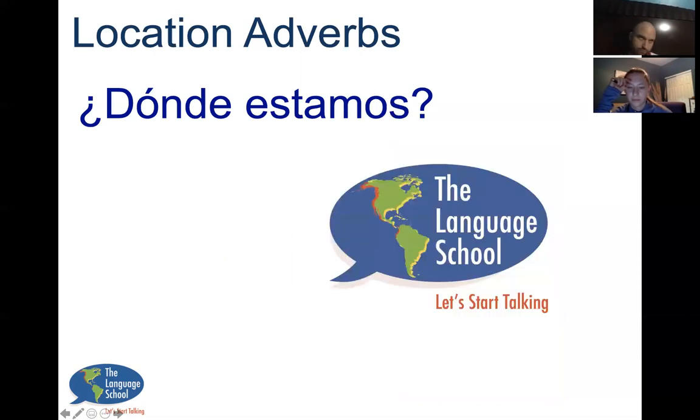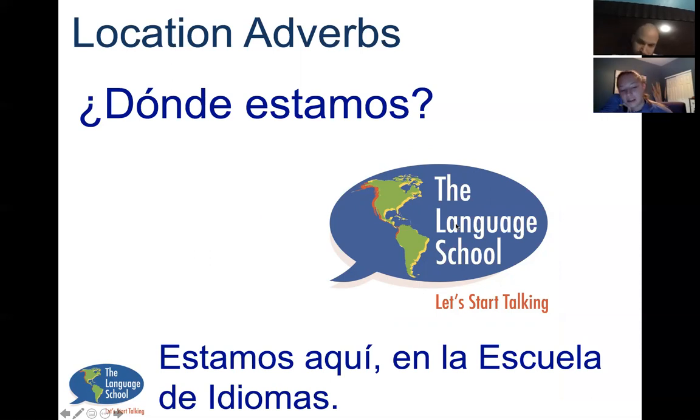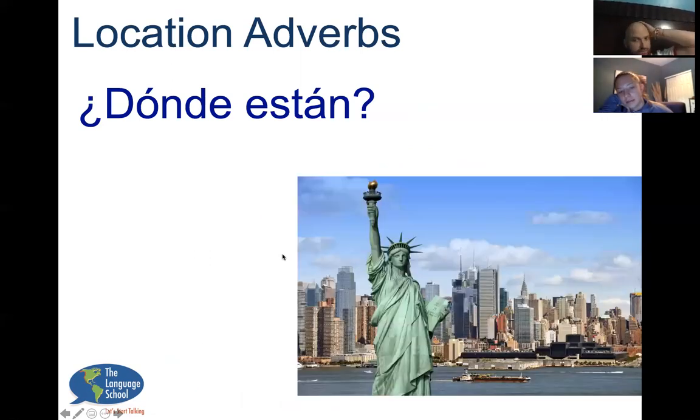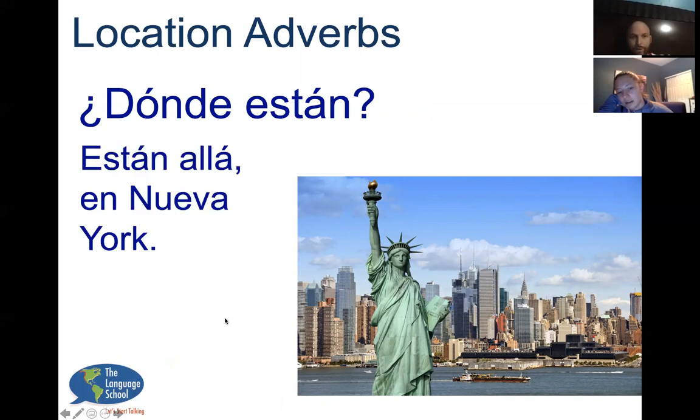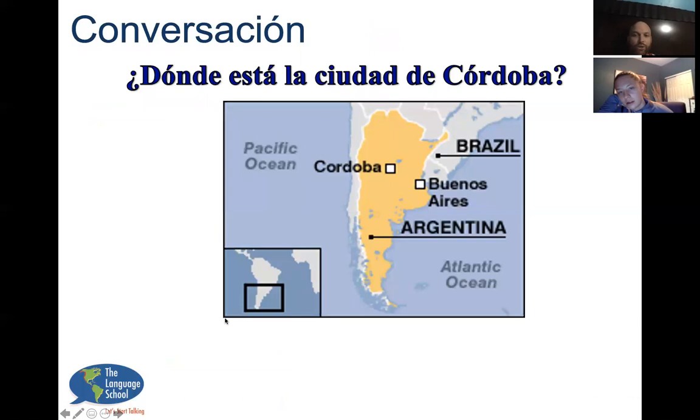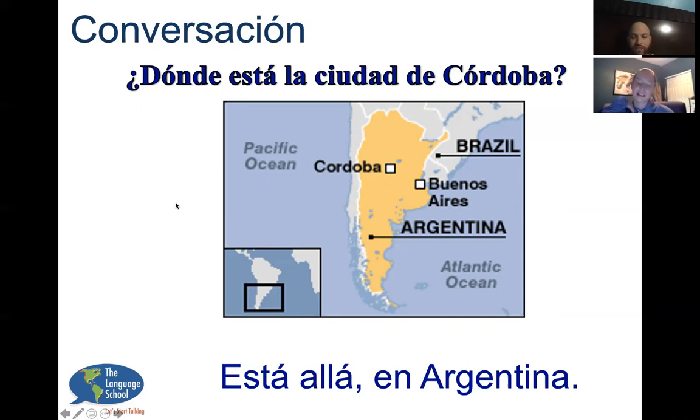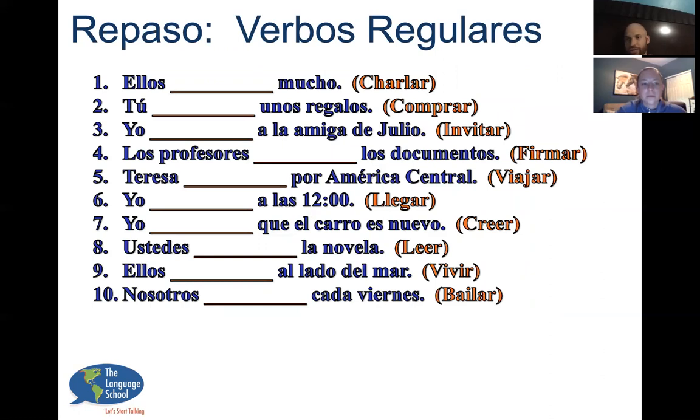¿Dónde estamos? Estamos acá. Sí, estamos acá en la escuela. En la escuela de idiomas. ¿Y dónde están? Están allá en Nueva York. Muy bien. ¿Dónde está la ciudad de Córdoba? La ciudad de Córdoba está allí. Sí, en Argentina. ¿Está allá o está allí en Argentina? Muy bien. Bien. All right, Carly, I don't want you to forget about your just regular verbs.